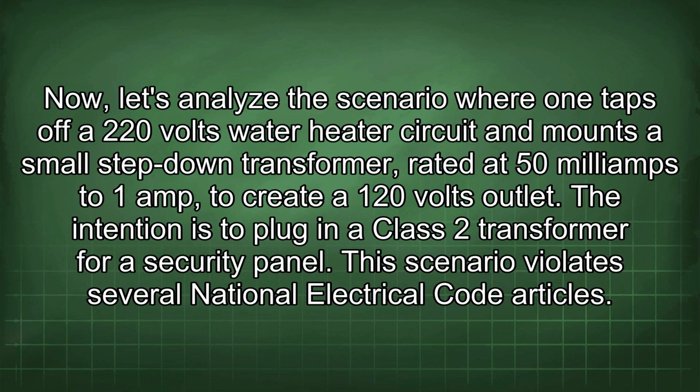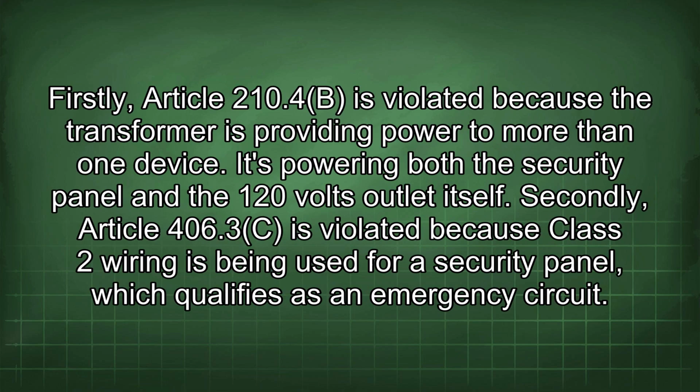Now, let's analyze the scenario where one taps off a 220 volt water heater circuit and mounts a small step-down transformer rated at 50 mA to 1 amp to create a 120 volts outlet. The intention is to plug in a Class 2 transformer for a security panel. This scenario violates several National Electrical Code articles. Firstly, Article 210.4b is violated because the transformer is providing power to more than one device. It's powering both the security panel and the 120 volts outlet itself.